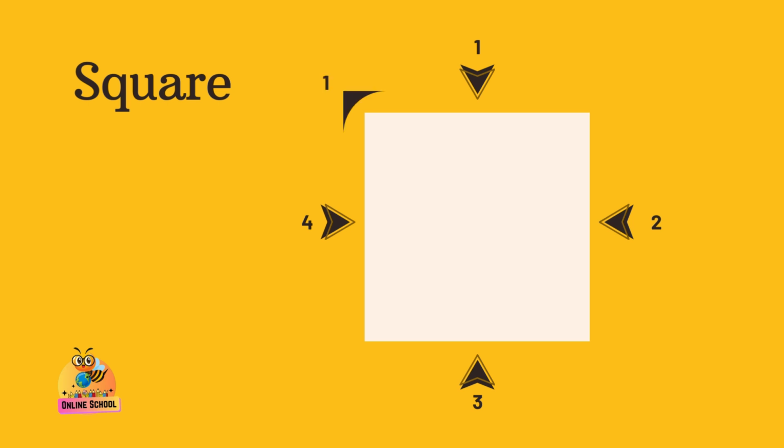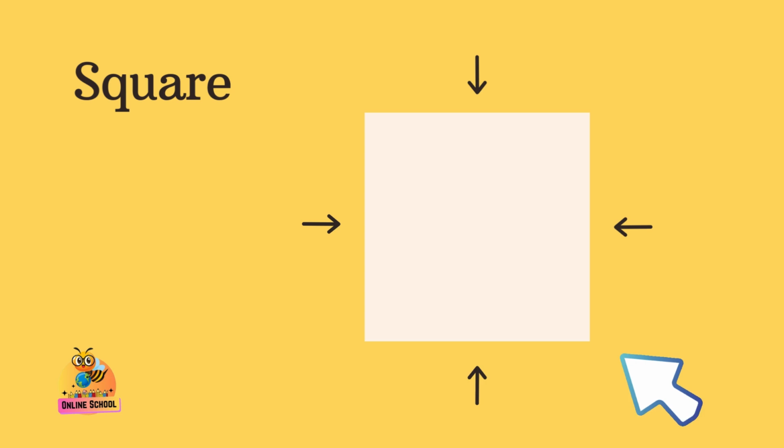First, we learn about square. Look at this picture. How many sides does it have? Let's count together. 1, 2, 3, 4. Now, how many corners are here? 1, 2, 3, 4. A square has 4 sides and 4 corners.